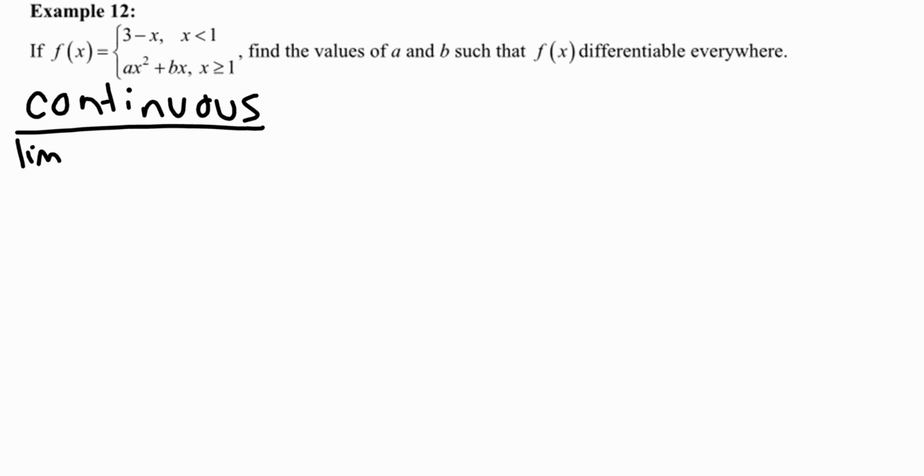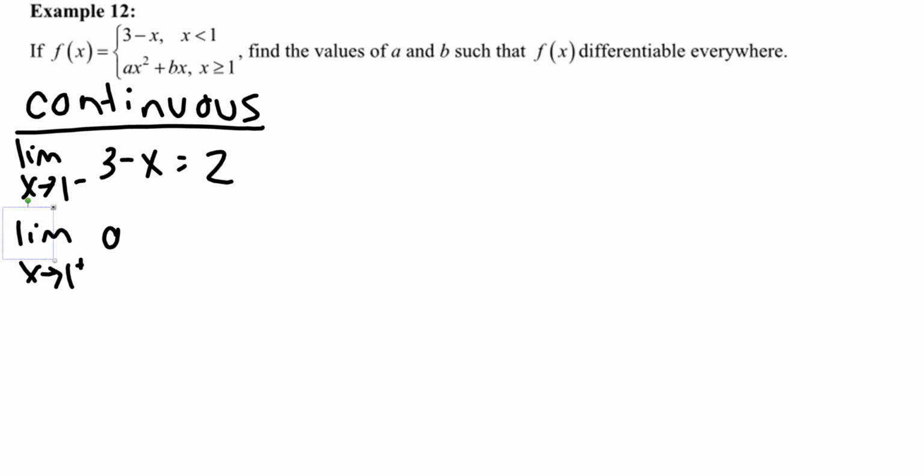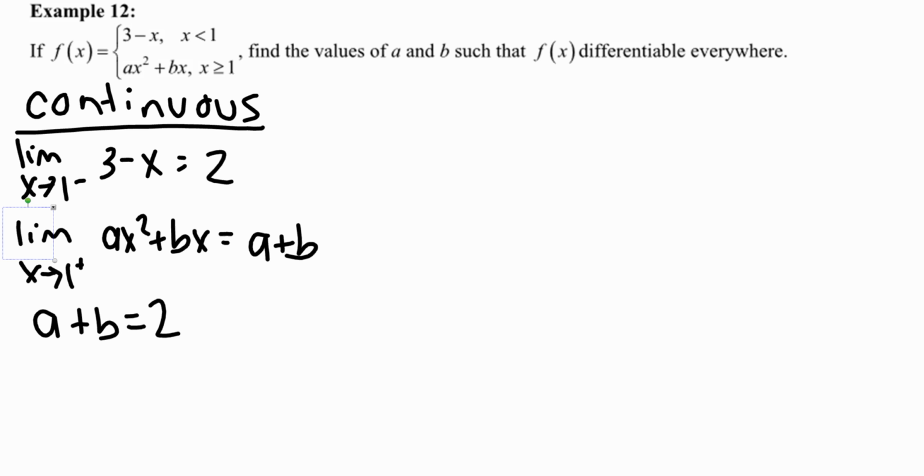So let's check out the limit from the left side of 1. Okay, so we want the limit from the right side of 1 to also be equal to that. Right now it's equal to a plus b. So now we have this equation. We know a plus b must equal 2. So that might be helpful.